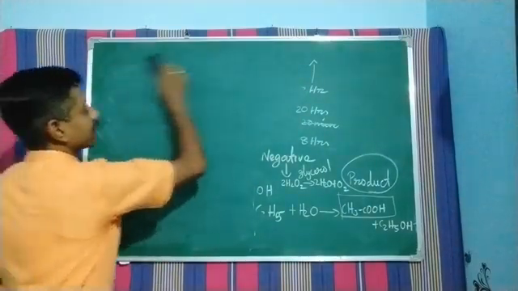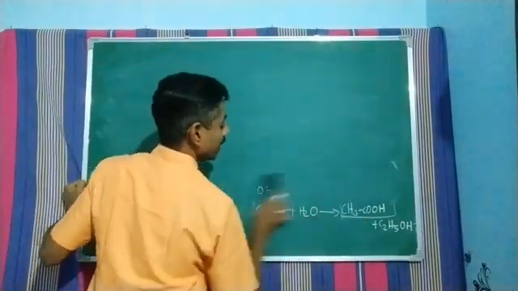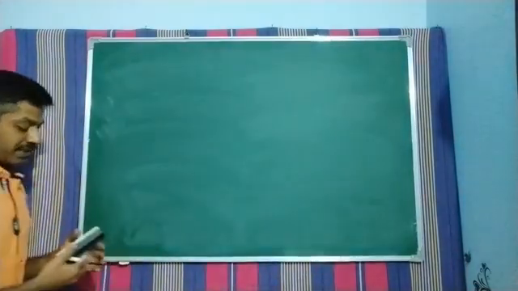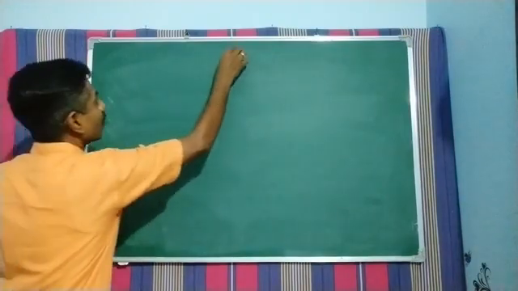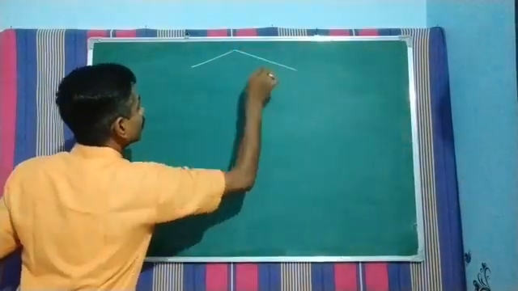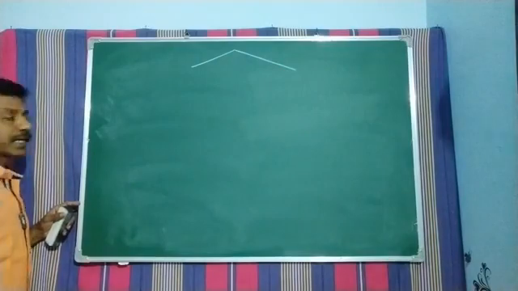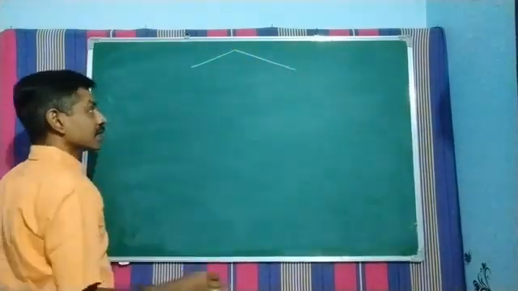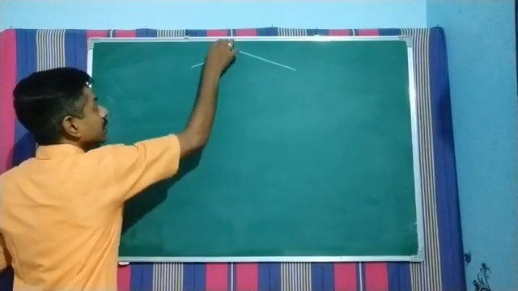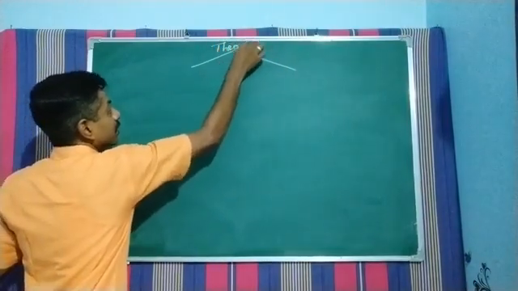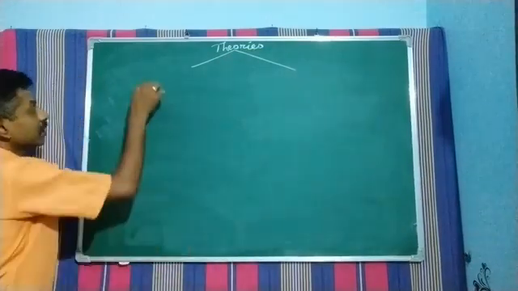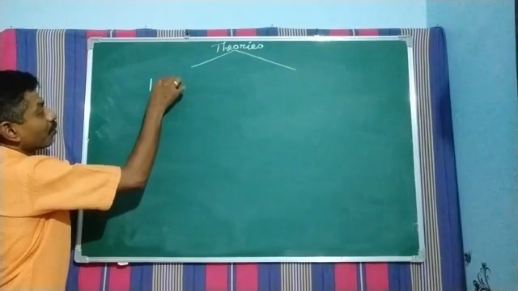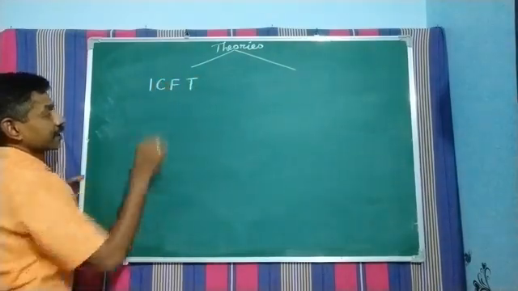So in theories of catalysis, our main concern is we will be talking about two types of catalysis, homogeneous and heterogeneous. So the theories in particular, theories of catalytic reaction, the first theory is intermediate compound formation theory.